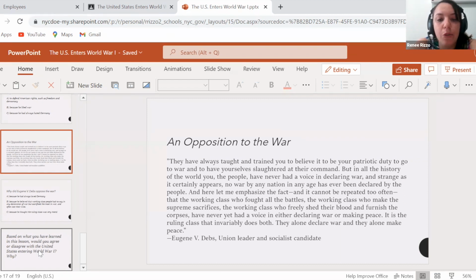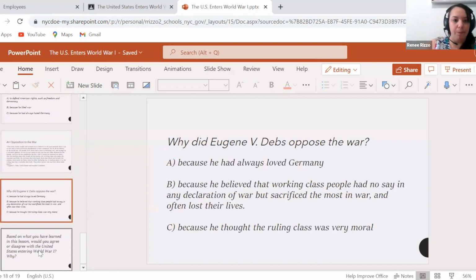Eugene V. Debs, Union leader and socialist candidate. So, why did Eugene V. Debs oppose the war? A, because he had always loved Germany. B, because he believed that working class people had no say in any declaration of war but sacrificed the most in war and often lost their lives. Or C, because he thought the ruling class was very moral.